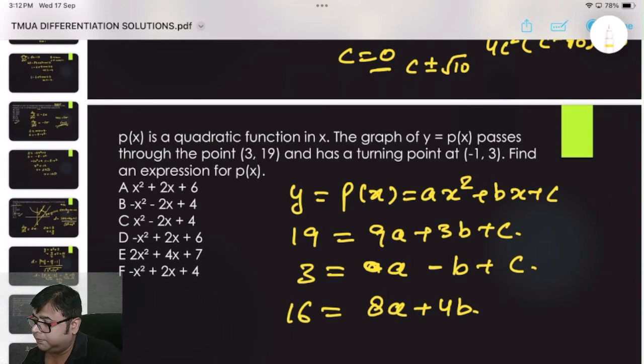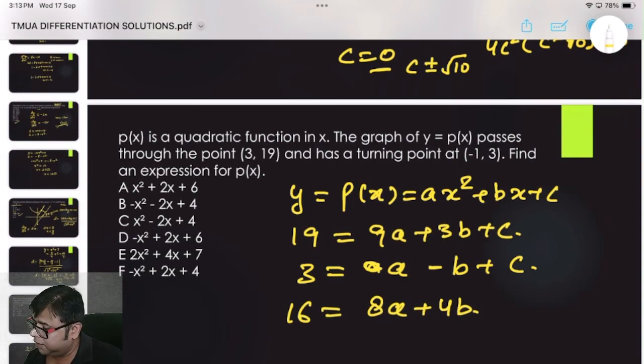So this is what I have obtained. Now find the expression for Px. I need to know one more relation between a and b, and this is the tricky part, because I know the bottommost point will be minus... if I differentiate, I'll get 2ax plus b. If I put it equal to 0, minus b by 2a will become minus 1.